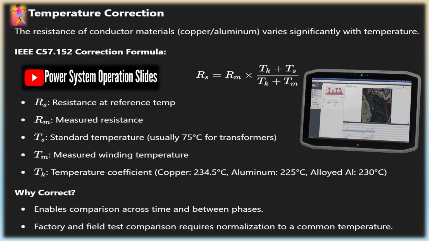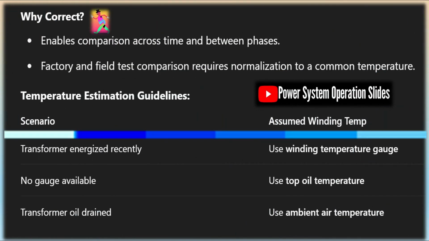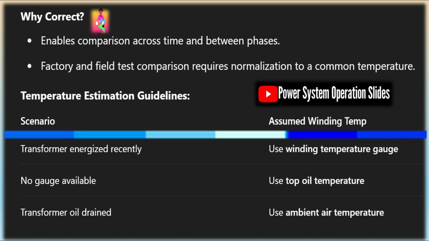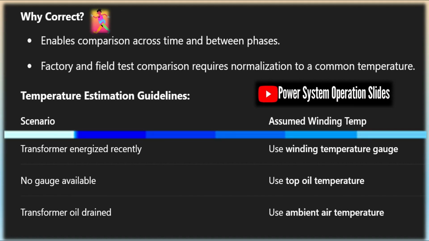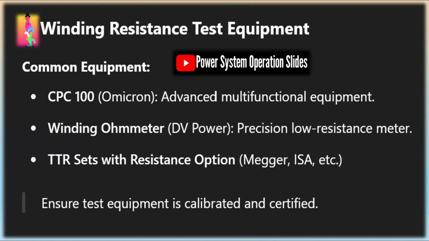Test current selection, IEEE C57.152, 2013, Clause 7.2.7.2d. Current guidelines: recommended test current is 1% to 15% of the winding's rated current. Do not exceed 15%; excessive heating can change the resistance value and potentially damage windings. Lower test currents, 0.1% to 1%, are suitable for high-resistance windings, LV, CT windings.